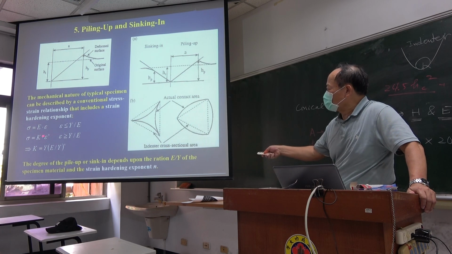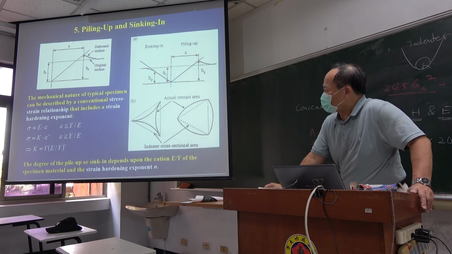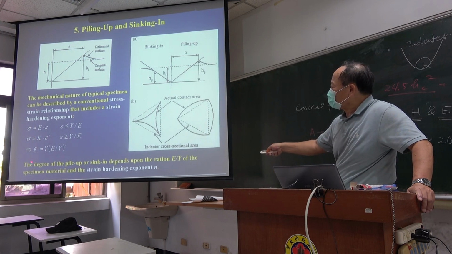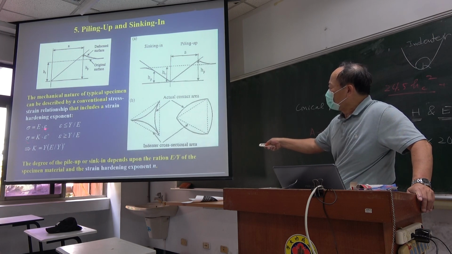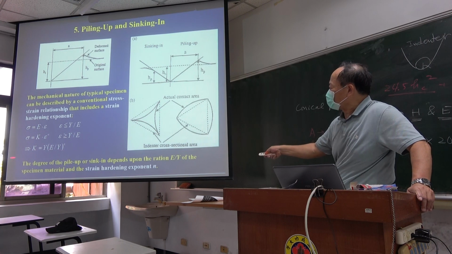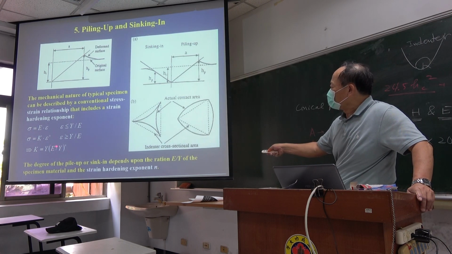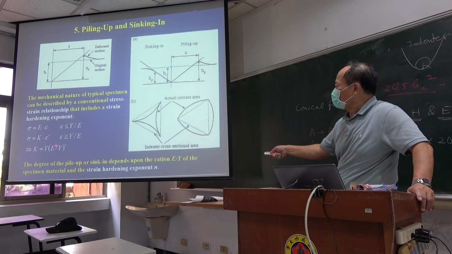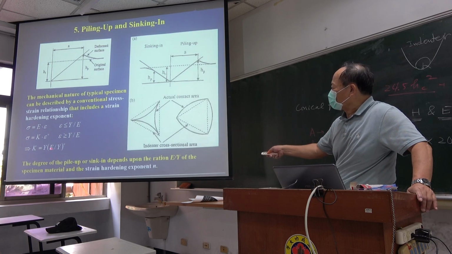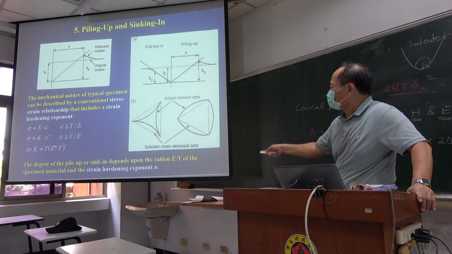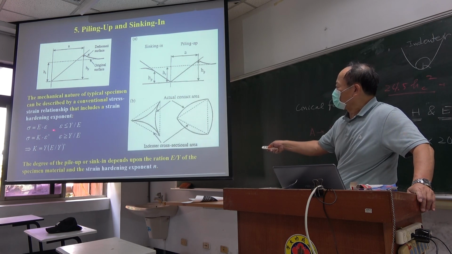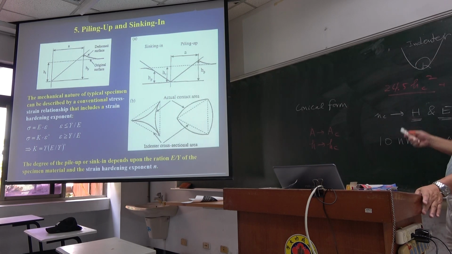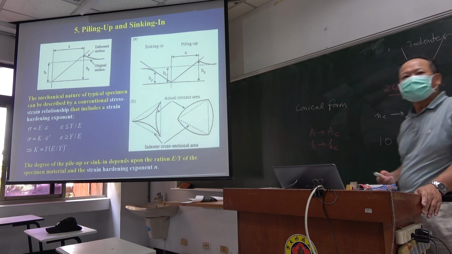It is not an integer. So from these two equations, we can obtain that the K and the E have the relationship like this one. Here Y is the yielding stress. So K and E have the relationship obtained from these two equations. Okay, so this is piling up in a single.